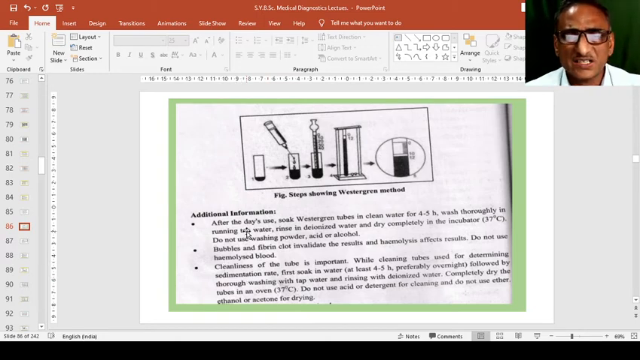After the day's use, soak the Westergren tubes in clean water for 4 to 5 hours, wash thoroughly in running tap water, rinse in deionized water, and dry completely in the incubator.